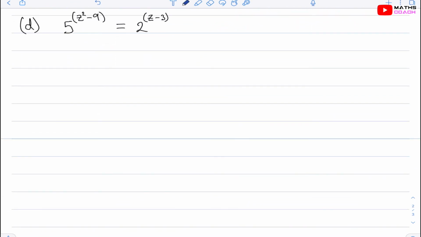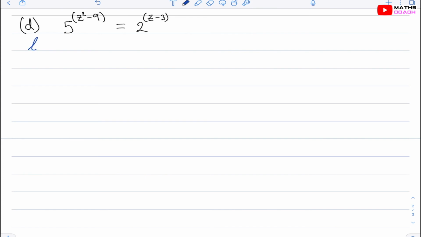Right, so here we have 5 to the power of z squared minus 9 is equal to 2 to the power of z minus 3. Now here the base numbers are different. On the left side the base is 5 and on the right side the base is 2. That basically means that we can't simply take logs on both sides to get rid of the base numbers, because the base numbers would be different, so you'll only cancel off the base from one side of the equation and not from the other side. So let's cancel the base number from the left hand side.